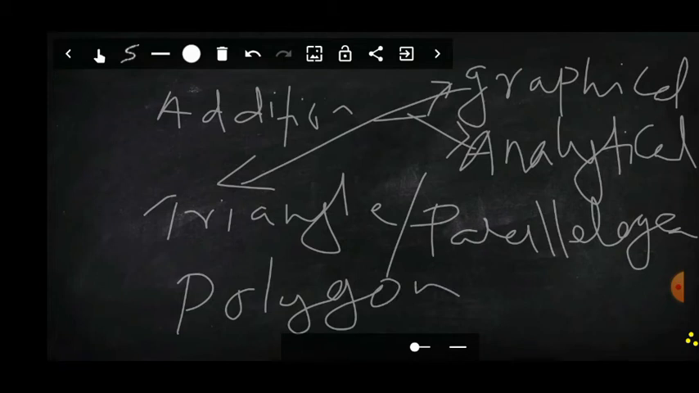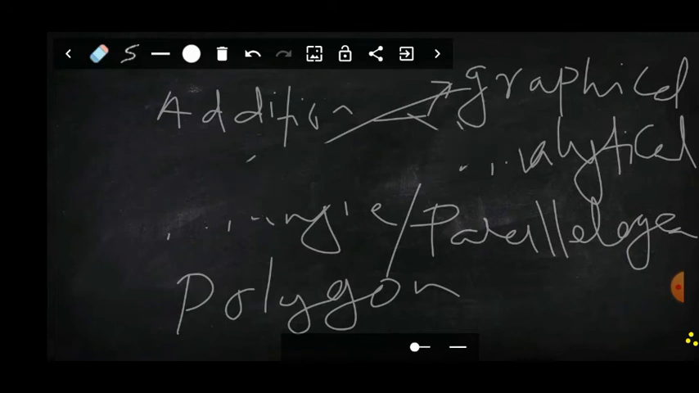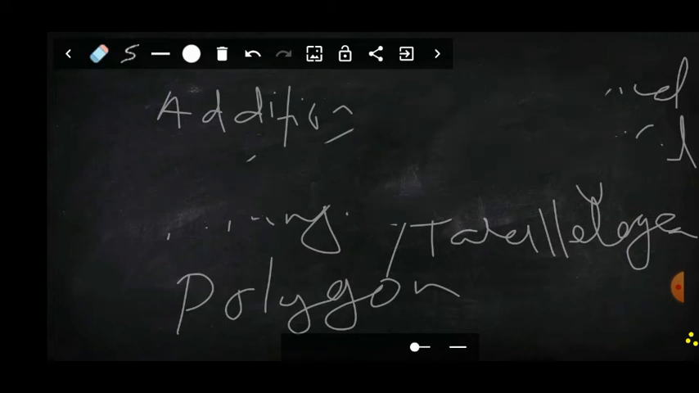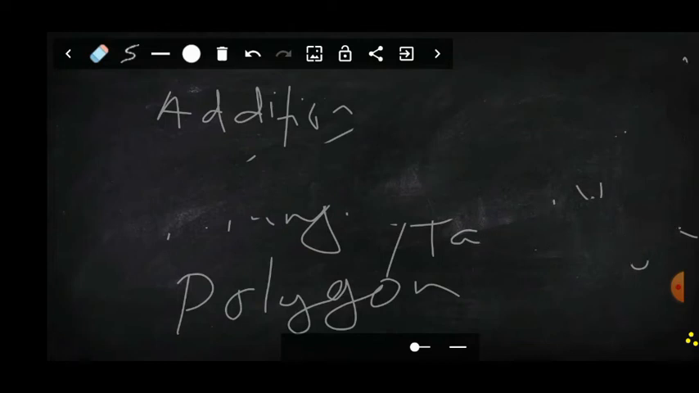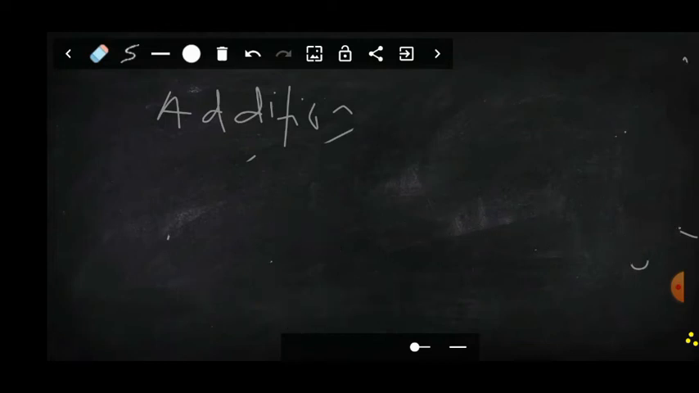And what is this triangle law of vector addition, parallelogram law of vector addition and polygon law of vector addition? That we have to consider next. Okay, that we have to consider. Then the analytical method, after that we can explain the analytical method. Now we can consider this addition.